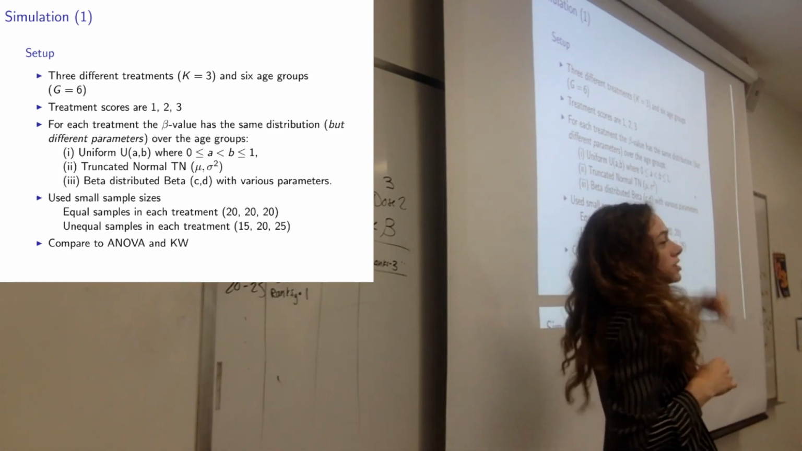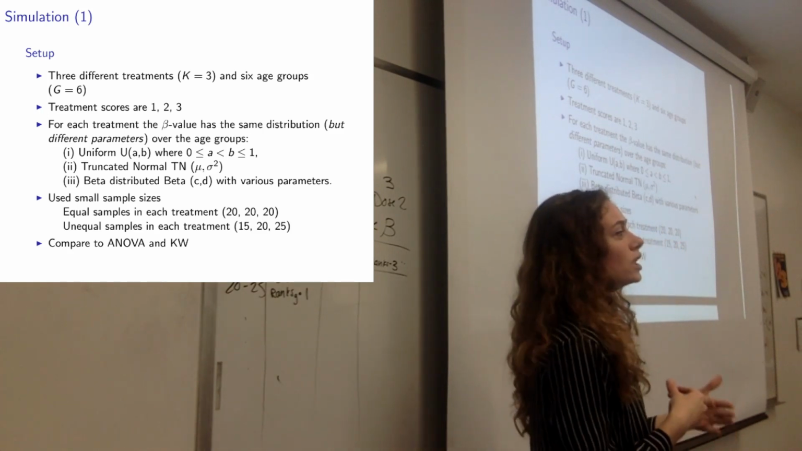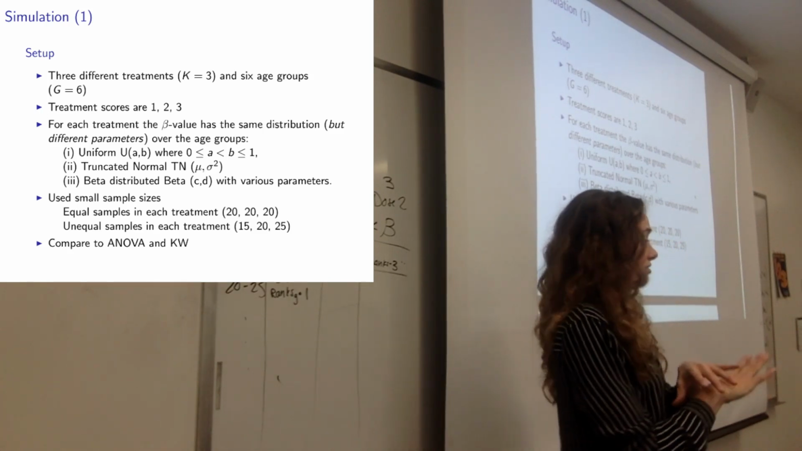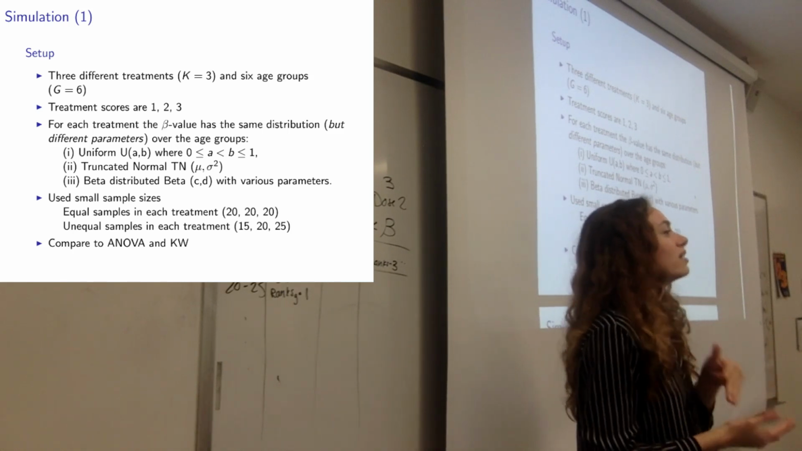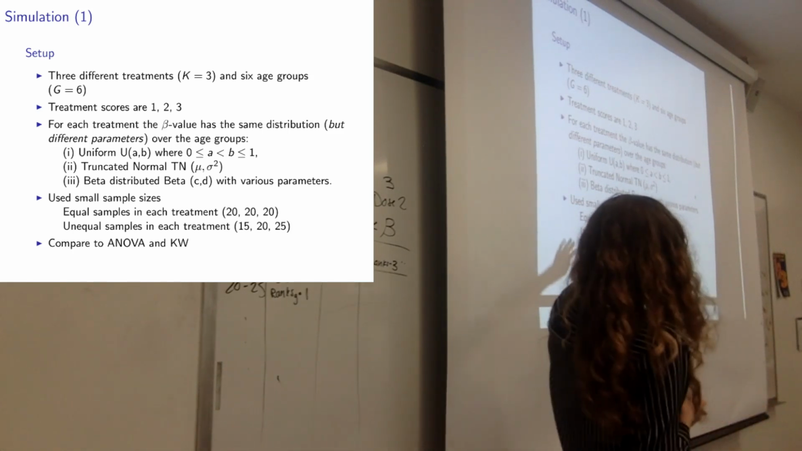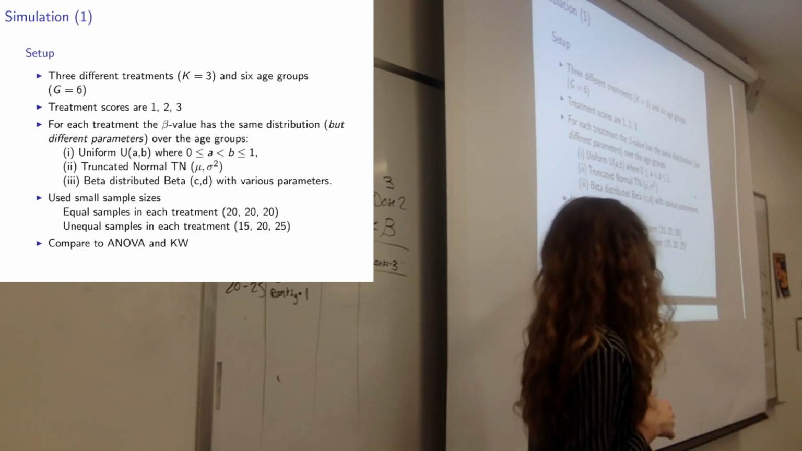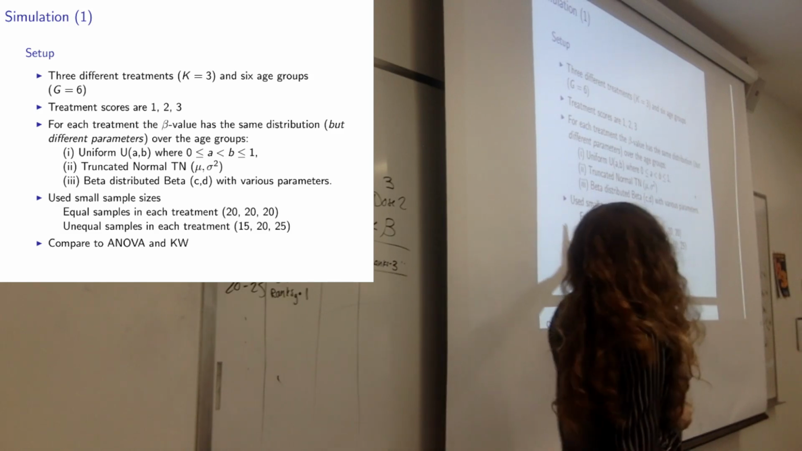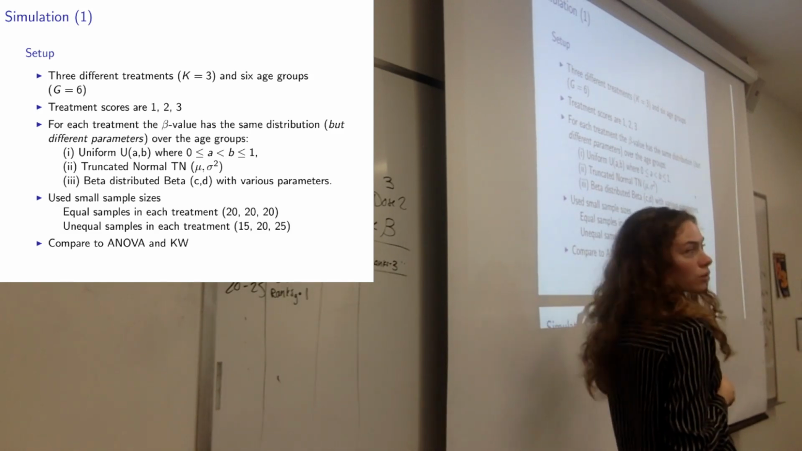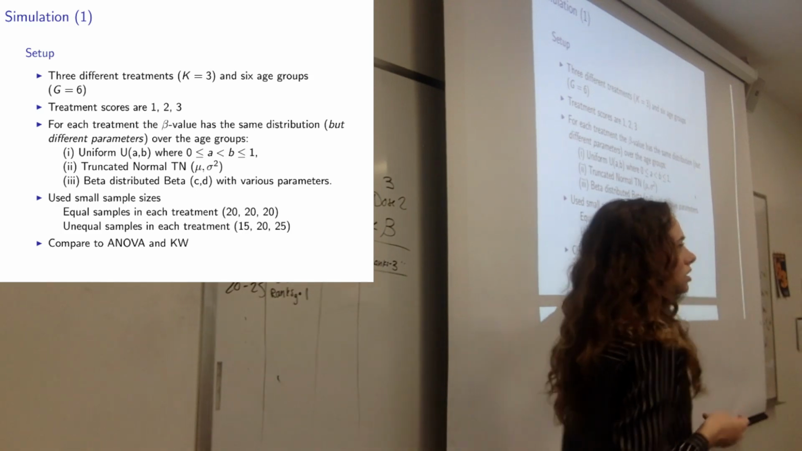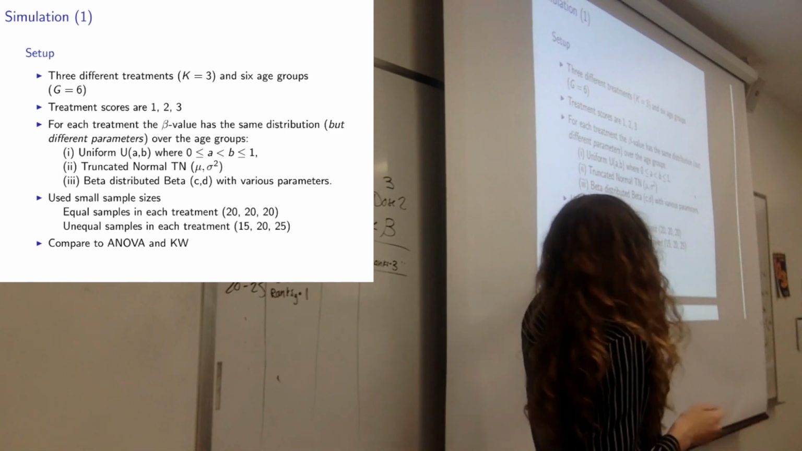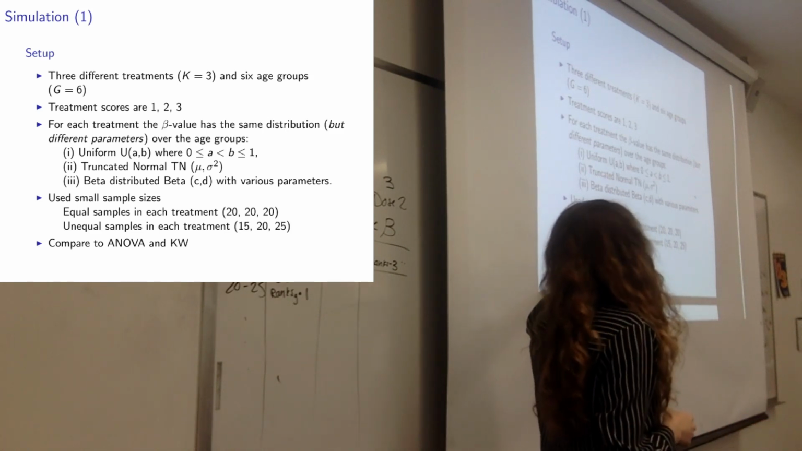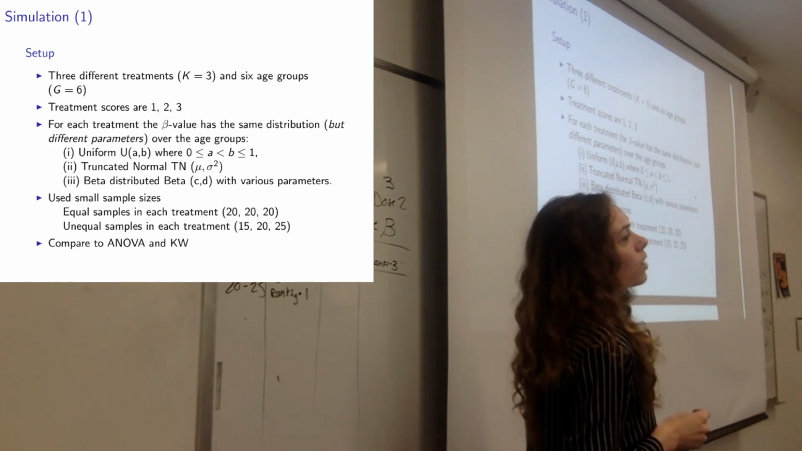And they use small sample sizes because that's typical. When you get methylation data, you have hundreds of thousands of methylation loci, but not very many people. So they used small sample sizes, and they showed that it works both with equal sample sizes and unequal among treatments, which we don't really expect to be equal, so it's good that they looked at unequal. And then they compare this to how you would do it under ANOVA and Kruskal-Wallis.